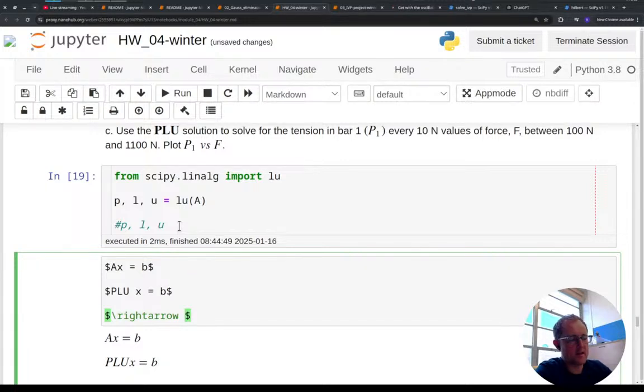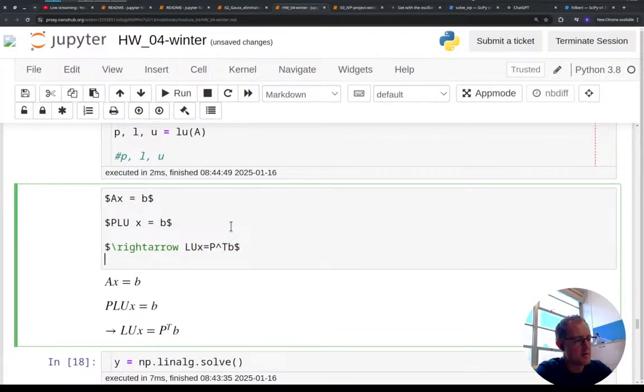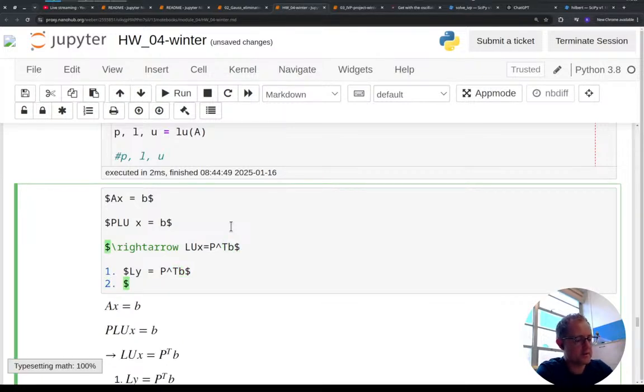So I'm gonna take that P and bring it over to the right hand. If I multiply P transpose by P, I get a diagonal matrix. So now I have LUx equals P transpose B. And then I'm gonna solve two equations. One is Ly equals P transpose B, and the second equation is Ux equals y.